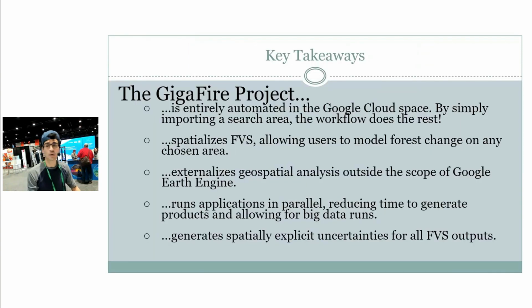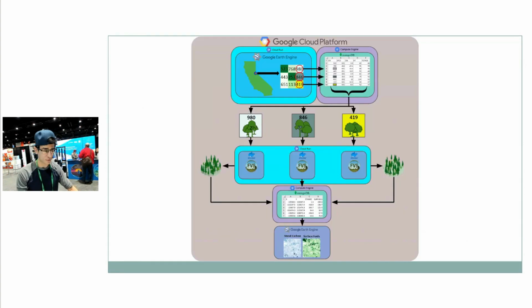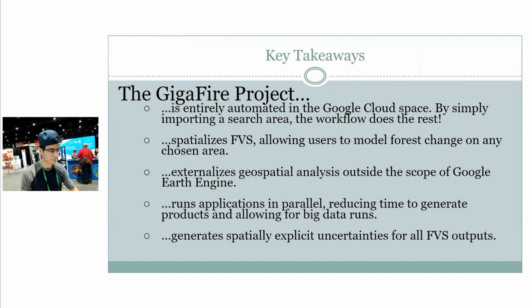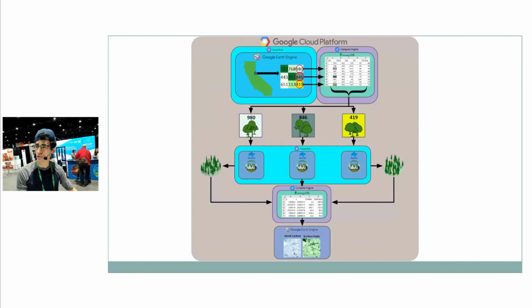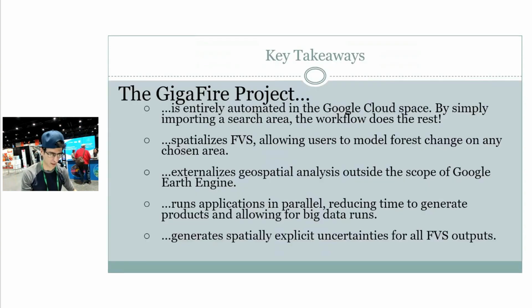So some key takeaways. This project is entirely automated in the Google Cloud space. So as soon as you input the search area of interest in the beginning, the whole workflow inherently knows how to go from start to finish without any other user input, which is a really nice feature. We can also spatialize FES. FES doesn't have an inherent idea of where the trees are located. So by using the tree map data set and the search area of interest, we can essentially identify any area that we're interested in and create these products based upon, again, whatever search area that we're interested in.